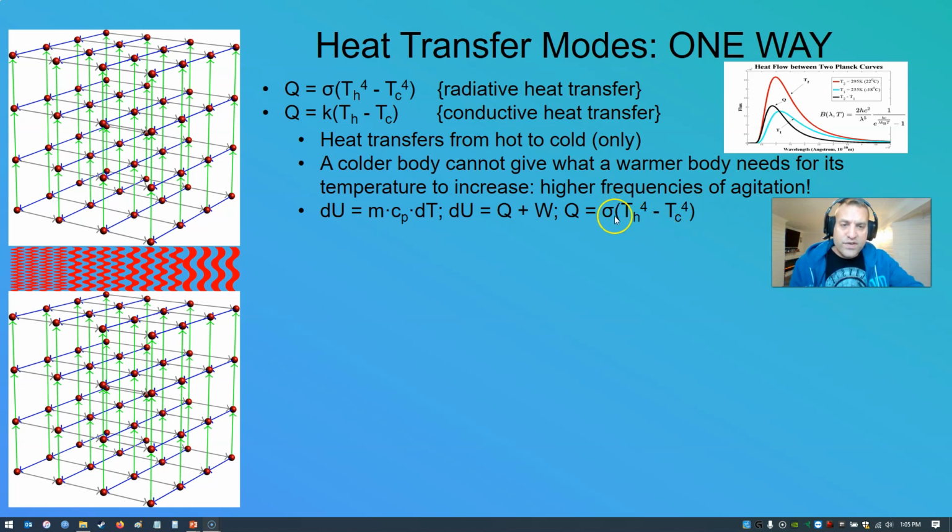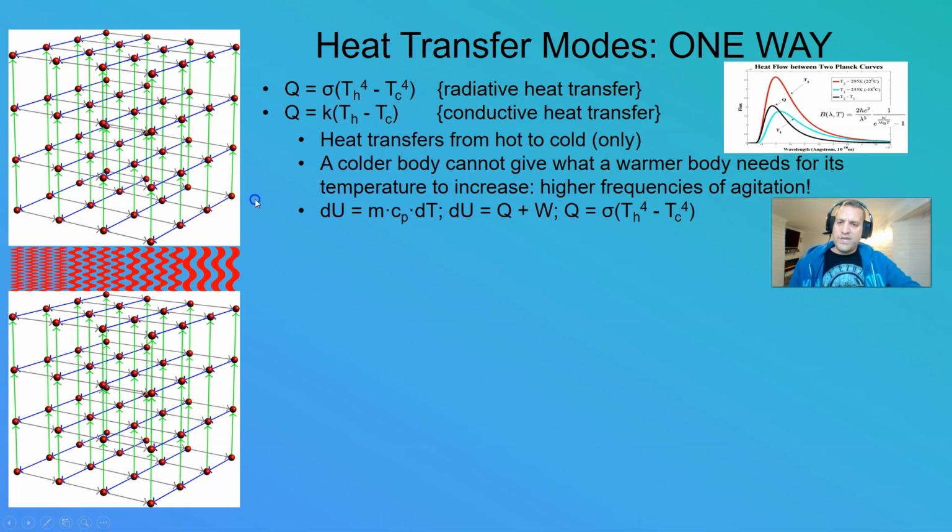So what is this difference? What is heat? Heat is this black curve. It's the higher population of frequencies and higher frequencies of agitation. That's what it is. And that's why it can't come from a cold object to a hot object, because a cold object does not have the higher frequencies, the higher rates of agitation, that it would have to give to a warmer body in order to warm that body up. And so that is why heat does not flow from cold to hot in either conductive or radiative heat transfer. Okay, so very nice and consistent.